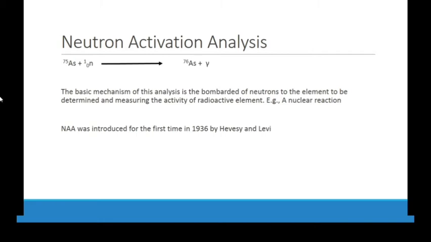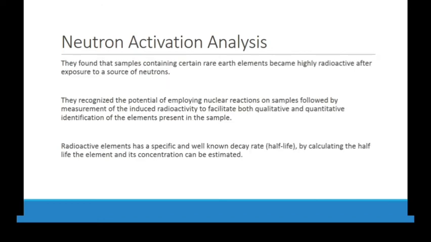The basic mechanism of analysis is the bombardment of neutrons. You have a sample, you bombard it with neutrons, and then you analyze the spectrum or the radiation of the element to be determined, measuring the activity of the radioactive element from the nuclear reaction. Neutron activation analysis was introduced for the first time in 1936. So this is also a very old technique.